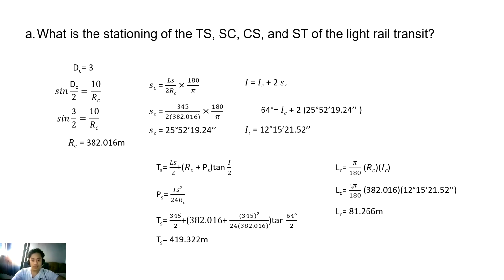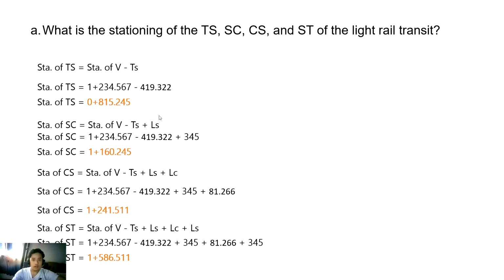So, para naman sa LC, pi over 180 times RC times IC. Substitute natin, pi over 180 times 382.016 times 12 degree, 15 minutes and 21.52 seconds. So, we'll get the LC as 81.266 meters. So, having that answer, makukuha na natin yung station ng TS, SC, CS, and ST.